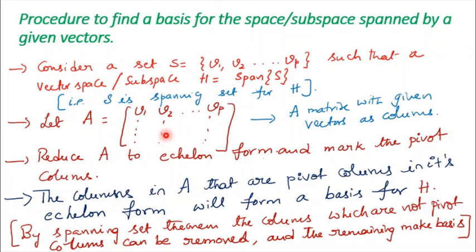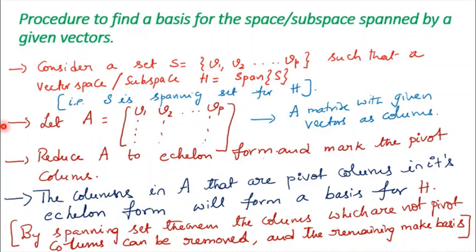Now, keeping the theorem that we proved before in view, let us see a procedure to find a basis for the space or subspace spanned by given vectors. Suppose you are given a set S containing V1, V2 and so on Vp, such that a subspace H is equal to span of S. That is, S is a spanning set for H. Now our task is to find a basis for H using the spanning set, not from any other set. Then we will use the concept of the spanning set theorem.